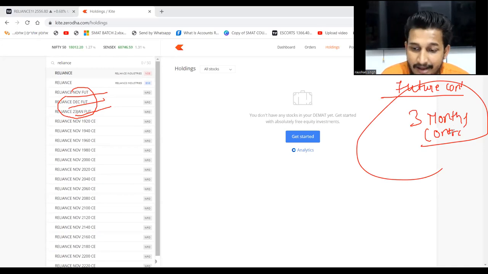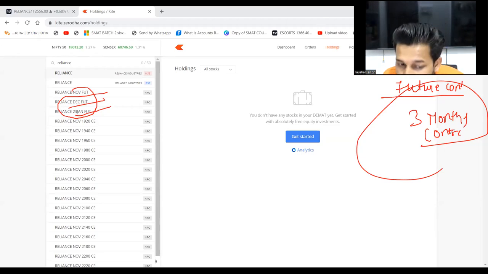Let's say someone has a huge amount of money and is trading in the equity market. It will become a mess, right? So they have divided this. They have given you the option that you can trade in the same stock, but in a different segment. You're trading in futures.